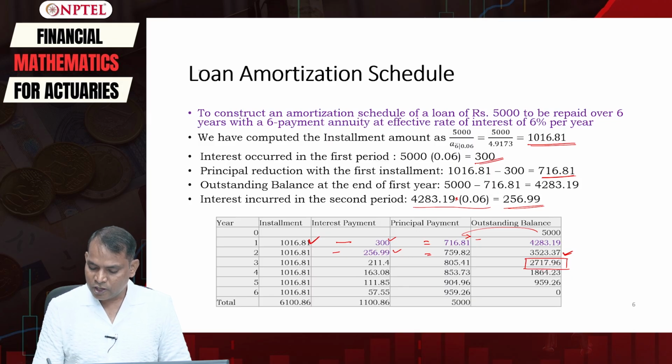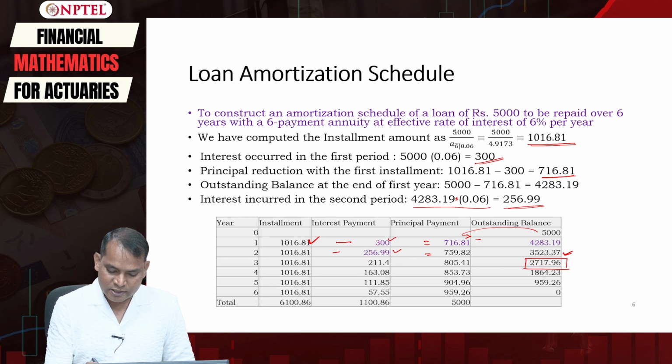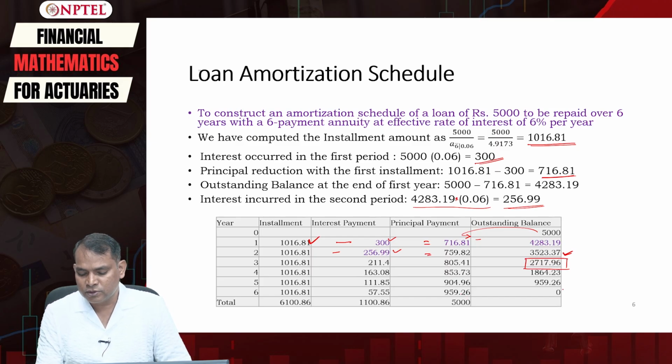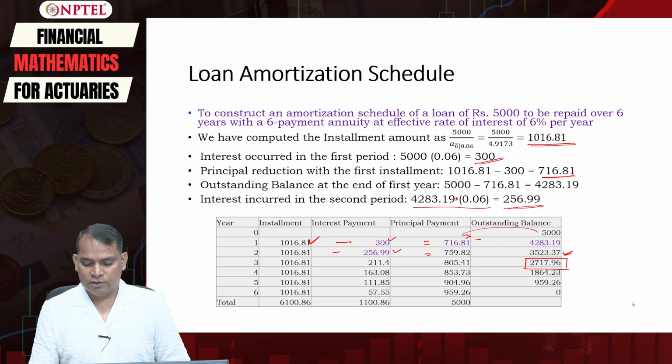So what we have understood here is that initially the higher amount will go towards the interest payment, and gradually the payment towards interest becomes less. In this case, initially a smaller amount will go towards the principal reduction, but gradually a higher amount will go towards the principal reduction. And therefore at the end the total outstanding balance will be 0. This is how the loan amortization schedule is very important for us.